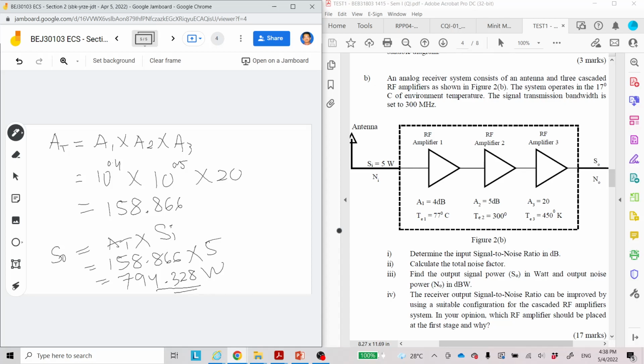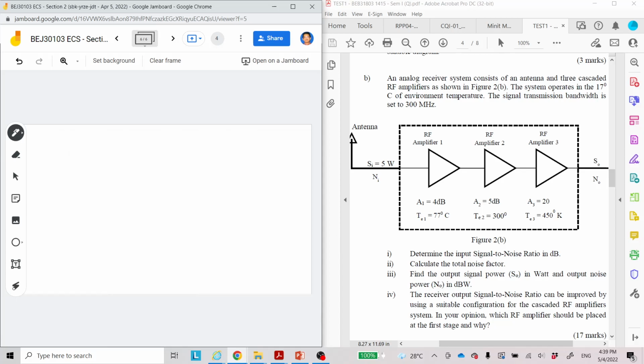Okay, so what's next? Find NO. In order to find NO, you need to first find the SNRO. Kamu kena cari SNR dulu, O dulu, barulah boleh dapat SO ataupun NO. Then you can find the output noise. In order to find NO, first of all, because we already know the F total.